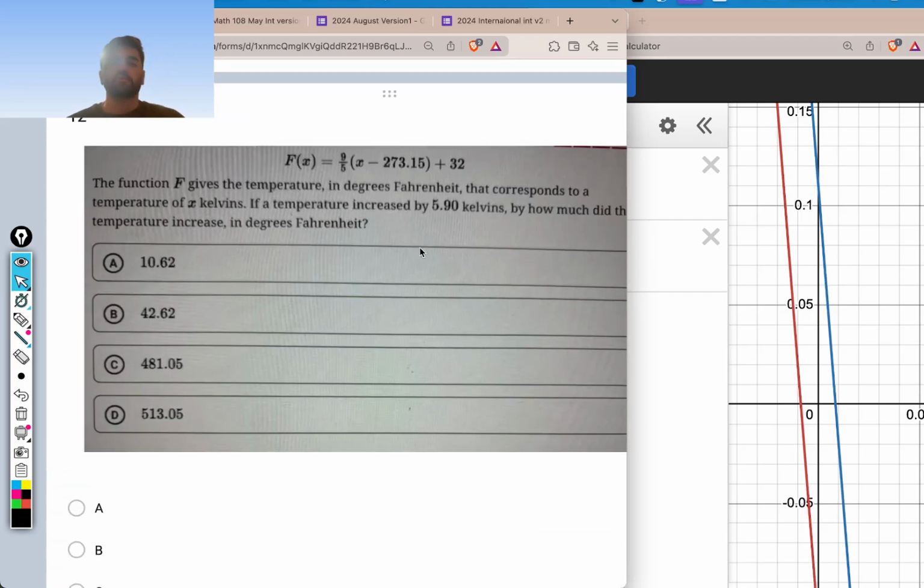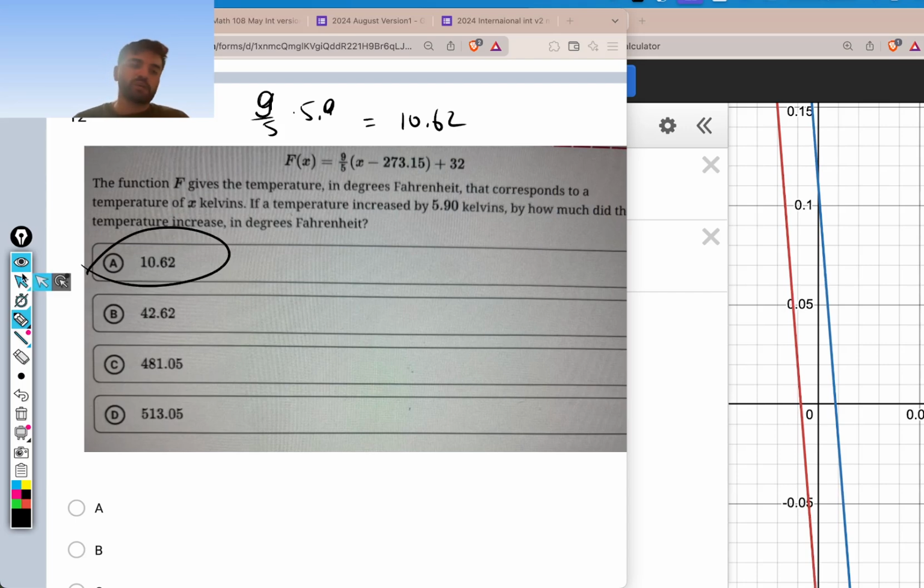This one, when we are talking about change, if you take this slope and multiply it by 5.9, you will get the answer. It will be equal to 10.62, and 10.62 is A. Or you can write decimals.